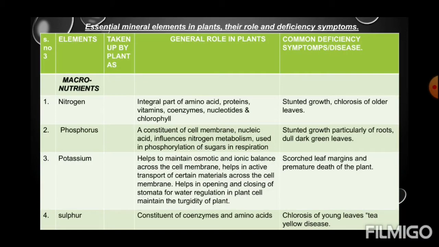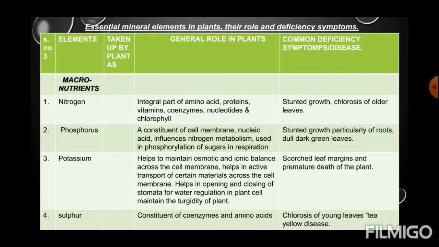Macronutrients were the nutrients which are required in a large amount, and the micronutrients were needed in a small amount. So let's discuss macronutrients. Nitrogen. Nitrogen is taken up by the plants as nitrates or nitrites. Now the general role is that they are an integral part of amino acids, proteins, vitamins, coenzymes, nucleotides and chlorophyll.